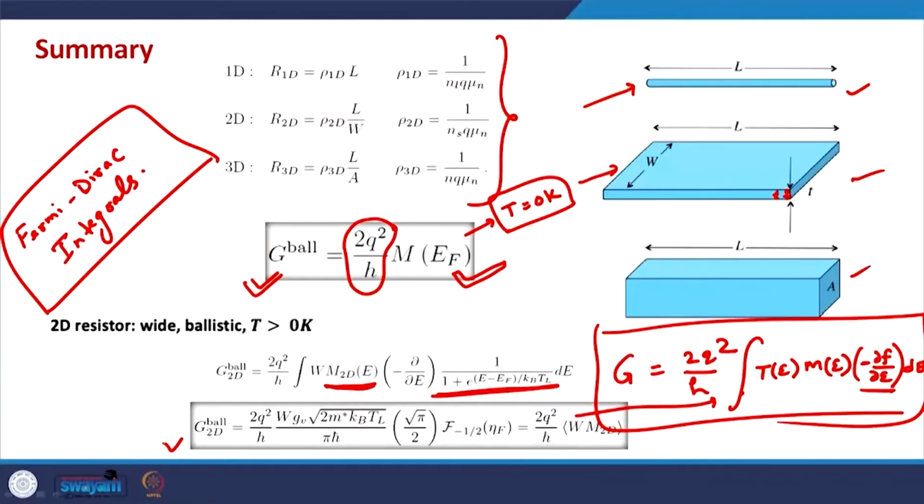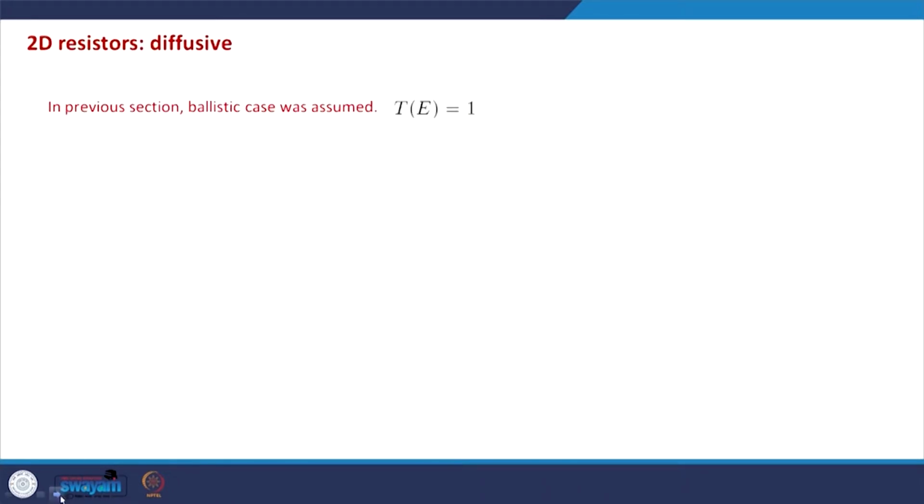And this was the expression for conductance for a 2D conductor in the ballistic case. When we have a 2D ballistic conductor, this is the final expression, and we studied some properties of the Fermi-Dirac integrals. With the help of those properties, we can actually calculate this value. Okay, so today let us see how this looks in the case of diffusive transport.